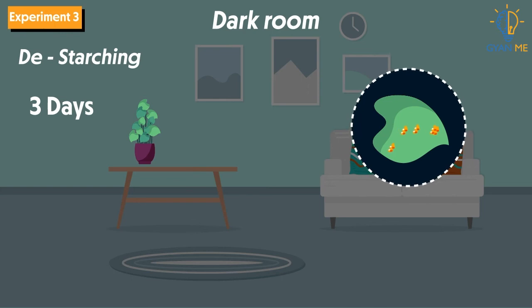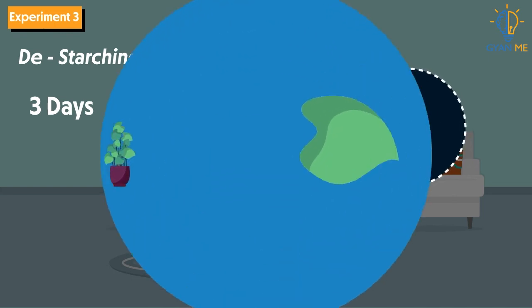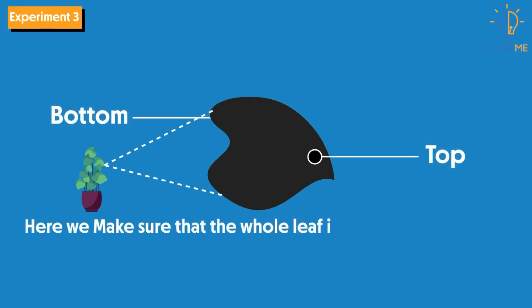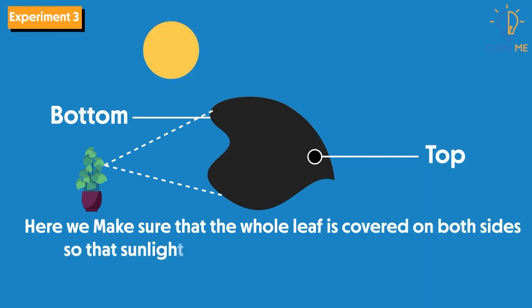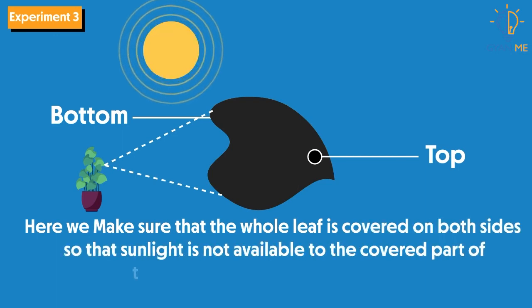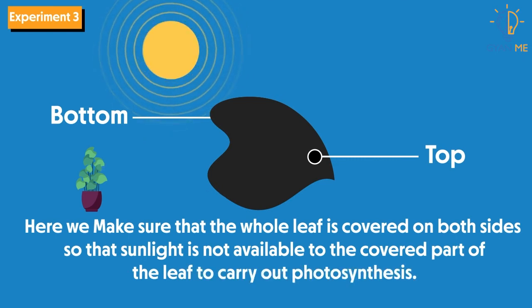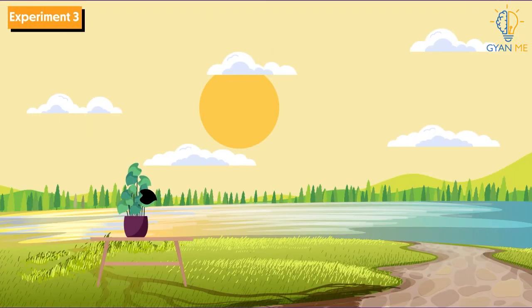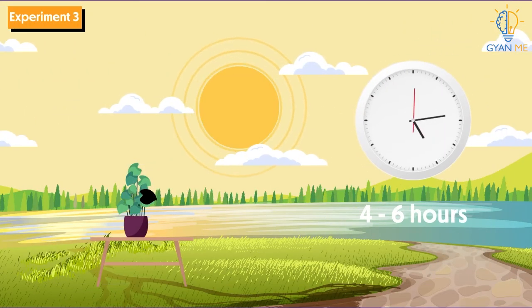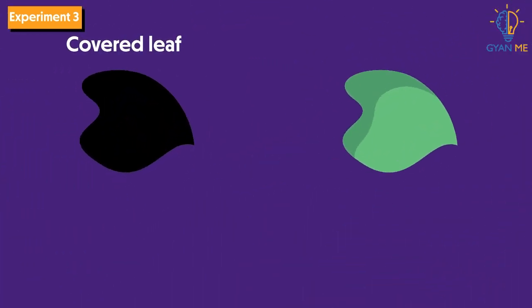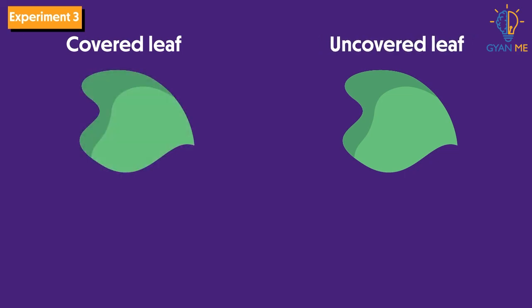for 3 days. Now, we select one of its leaves and cover the whole leaf with black paper from the top and bottom. Here, we make sure that the whole leaf is covered on both sides so that sunlight is not available to the covered part of the leaf to carry out photosynthesis. Now, let's keep the potted plant in the bright sunlight for 4 to 6 hours. Now, we pluck the covered leaf and another uncovered leaf and remove the black paper from the leaf.